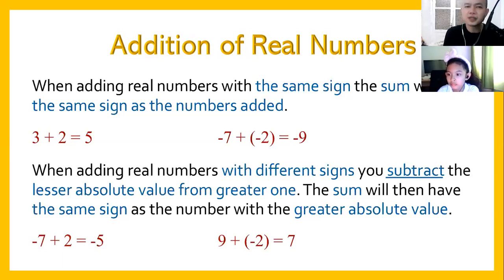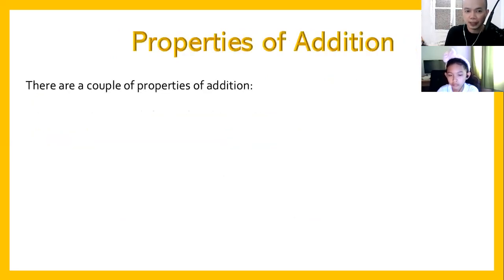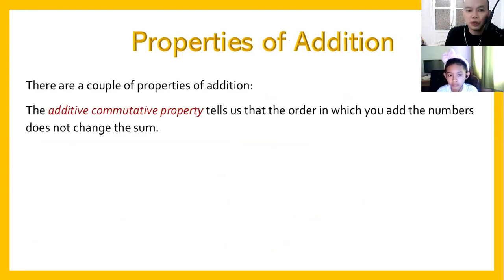Now, it's very important to know the properties of addition so that you can do addition very well. There are actually just 4 that you have to remember. The first one is the additive commutative property. It tells us the order in which you add the numbers does not change the sum. So a plus b is equal to b plus a. It will have the same results.